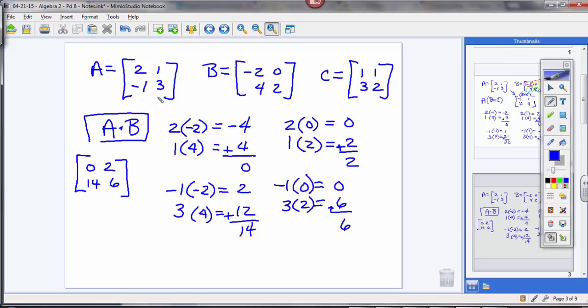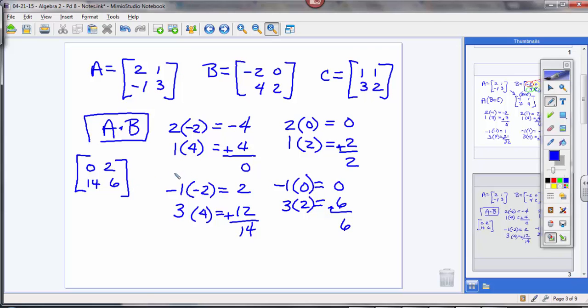Second row of matrix A. The second row of matrix A is here, negative 1 and 3. We put those here, rotated 90 degrees, and we match them up with the columns in matrix B. Negative 1 times negative 2 is positive 2. 3 times 4 is 12. Add those together and we get 14. Negative 1 and 3 again with 0 and 2. We get 0 and 6. Add those up and we get 6. Now matrix A times B is 0, 2, 14, and 6.